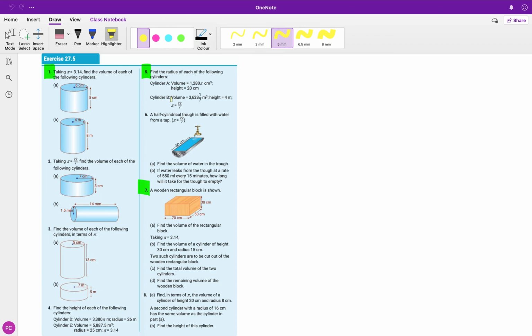1A and B is just practice using the formula. The formula we're going to be using is pi r squared h. We're looking for the volume of cylinders. In this case, pi is going to be 3.14, so they're not going to be leaving pi in the answer, and you're not going to be using 22/7.